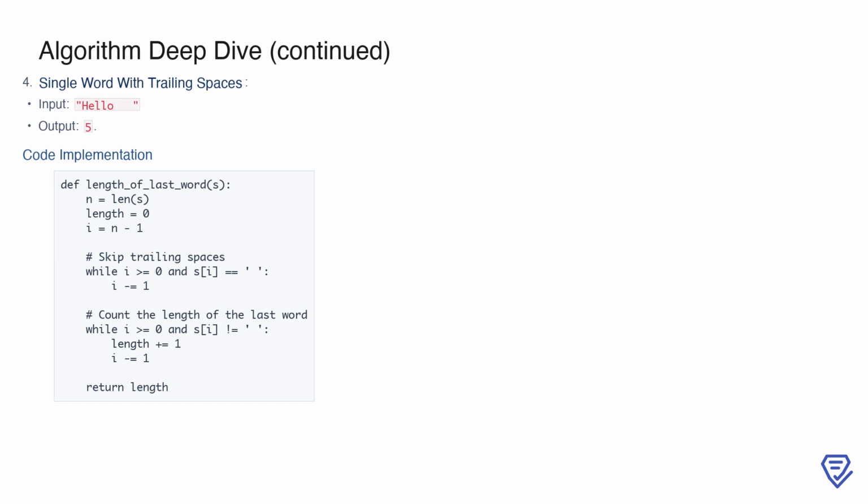It then enters a loop to skip trailing spaces, decrementing i while the current character is a space. Once the trailing spaces are skipped, the second loop counts the length of the last word by incrementing length and decrementing i until a space is encountered or the string is exhausted. Finally, the function returns the value of length. This concise implementation mirrors the steps of the algorithm and ensures efficiency in both time and space.